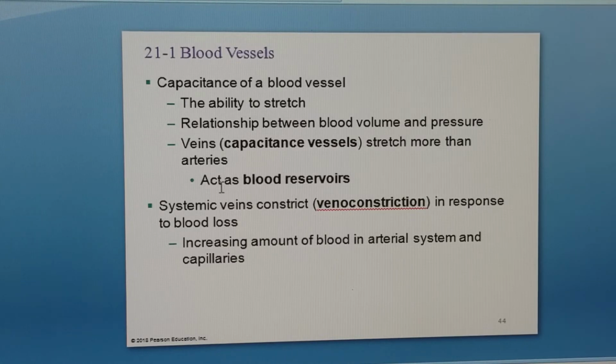So the systemic veins constrict, venule constriction, in response to blood loss. When that happens, imagine we talked about the percentage of blood in the venous system being larger than the amount of blood in the arterial system. So if we constrict the veins, what we're in essence doing is pushing more of that venous blood over into the arterial side, which increases the amount of blood in the arterial system and in capillaries.